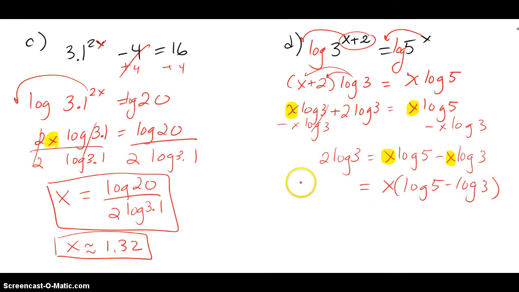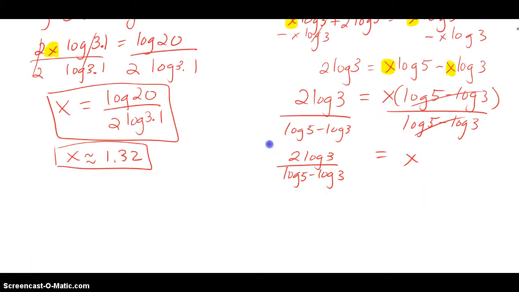Notice all I did was factor out a GCF. Now I can solve for x by dividing both sides by this ugly number. So I've got x all by itself in terms of these logs. I can simplify this a little bit.